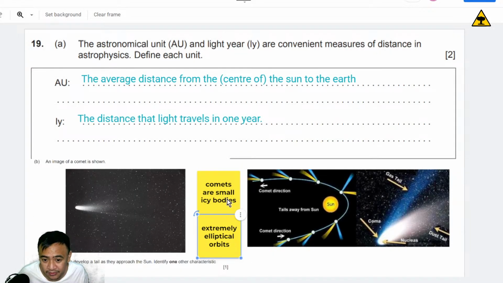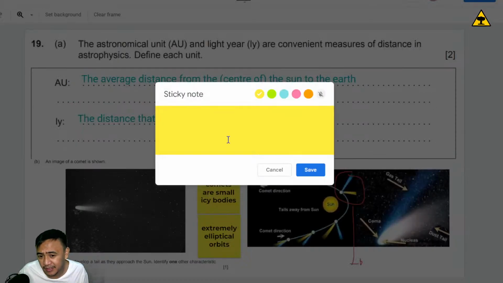That's one. That's two. And another characteristic is about the tail. If you look at the tails, they always point away from the sun. Tail points away from the sun. Is there a reason? You remember when we were talking about solar radiation pressure? It's similar to that, but the tail always points away from the sun.